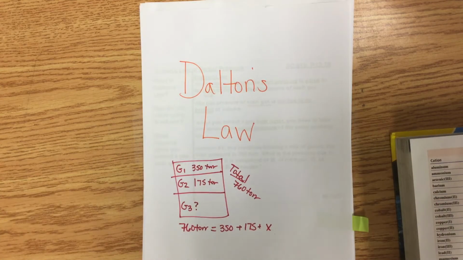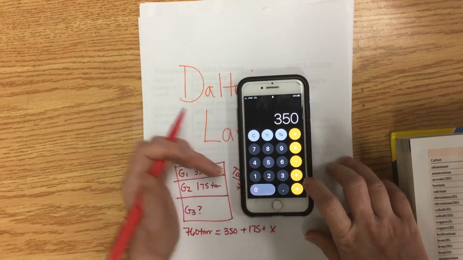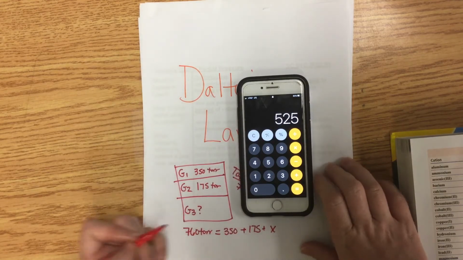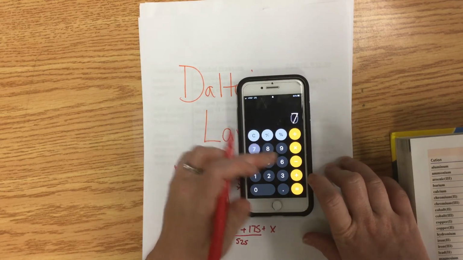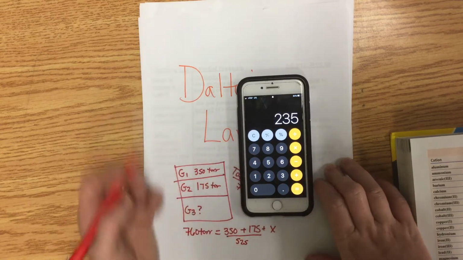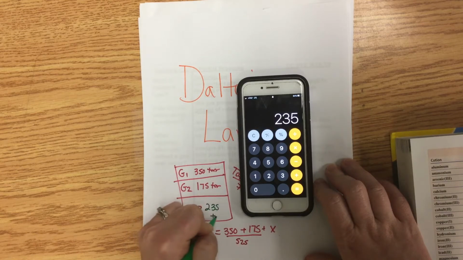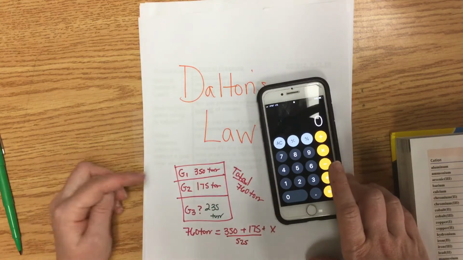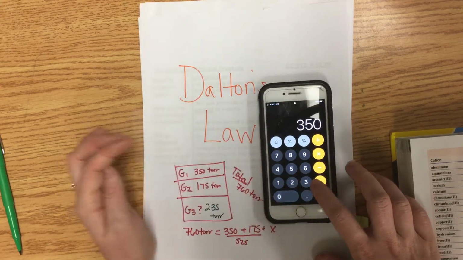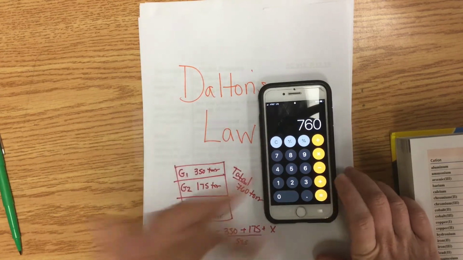And so we could just solve for that algebraically, and we could see that if we took 350 plus 175, we would get 525. And so 760 minus 525 gives us 235. So our unknown gas should be 235 torr. And we can always just double check to make sure that's true. So all three of these should add up to our total pressure of 760. So 350 plus 175 plus 235 equals 760.